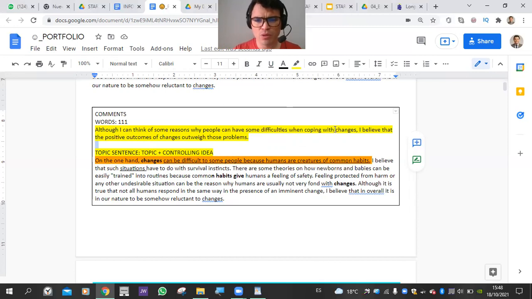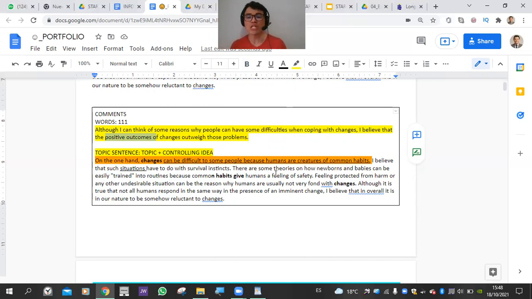I believe that positive outcome changes. Yeah. Here, she's saying that there are positive outcomes. Yes, but I don't see that she's talking about positive outcomes in this paragraph. So your first topic sentence has to tell me what one of those positive outcomes is.